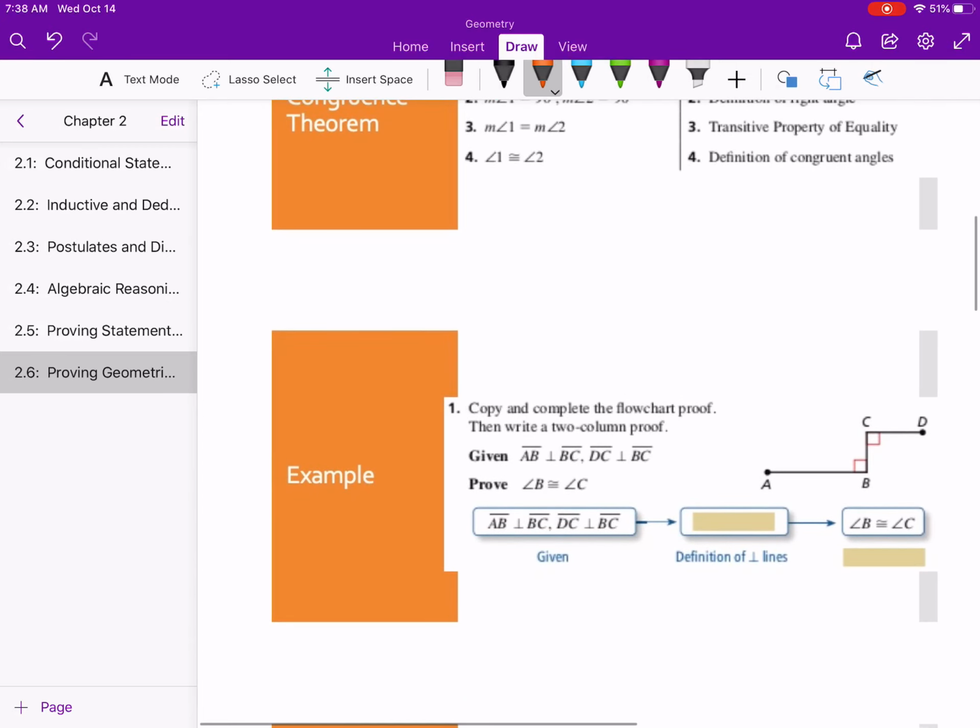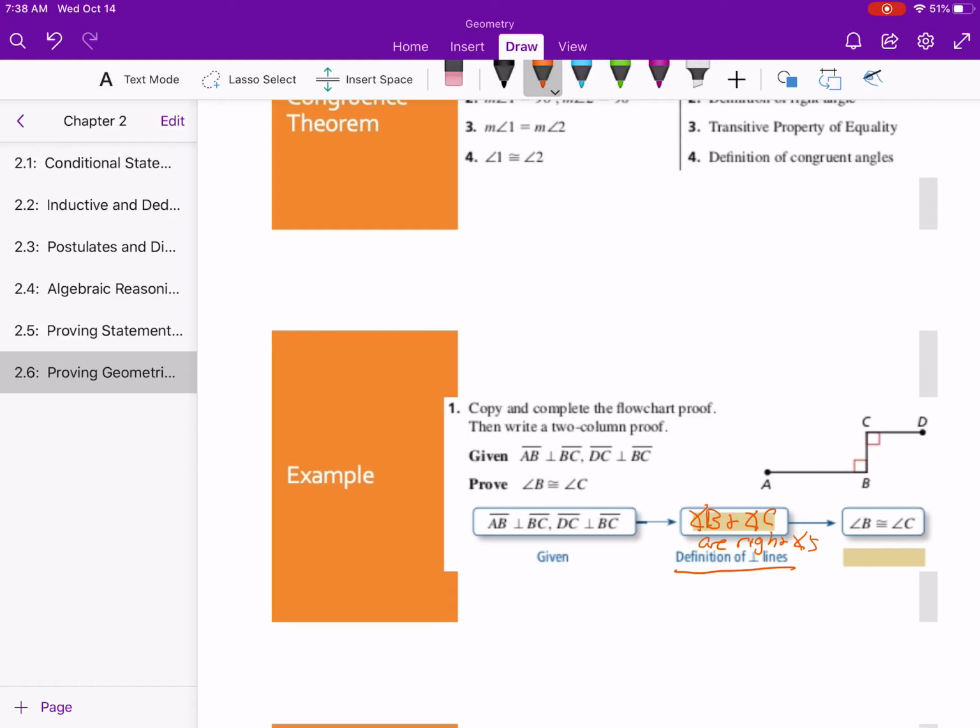So let's complete this flowchart proof. Okay, so we're given that AB is perpendicular to BC and DC is perpendicular to BC. We're trying to prove that angle B is congruent to angle C. So our first step is always our given. And then now we know that we're using the definition of perpendicular lines, so thinking what perpendicular lines mean. Okay, if they're perpendicular, that means they meet at a right angle. So I can say that angle B and angle C are right angles, because that's what the definition of perpendicular lines means.